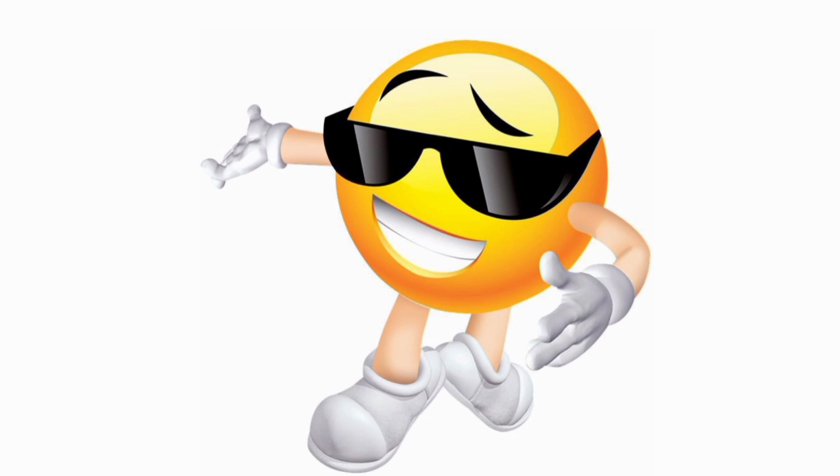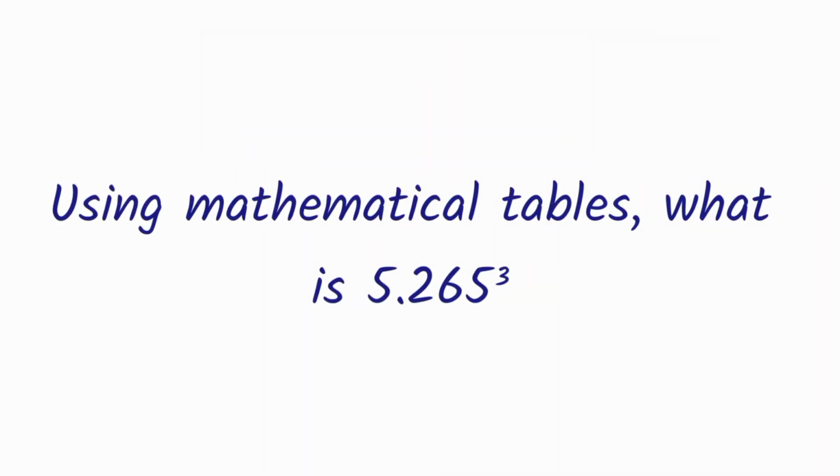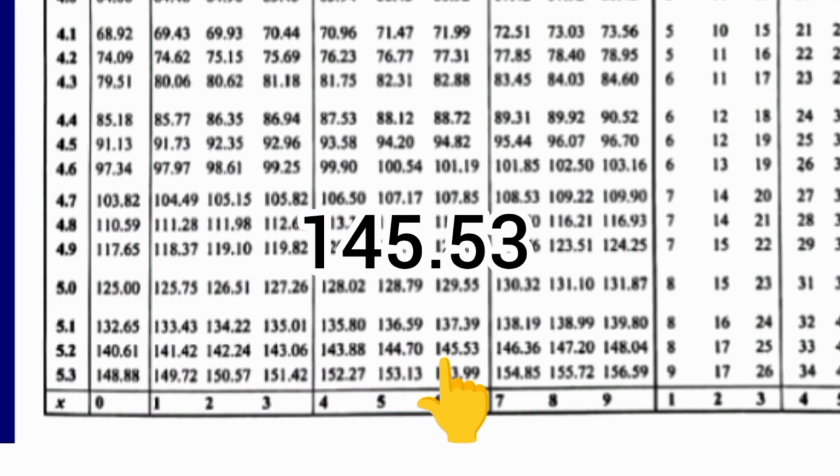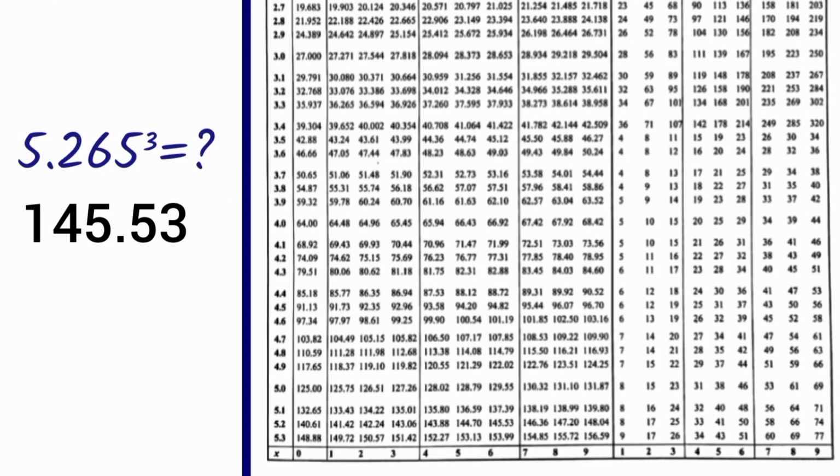Let us try another example that has even more digits after the decimal place. What is the cube of 5.265? The first thing is to identify where 5.2 is. Then slide along the columns until you get to the 6th one. The value here is 145.53. But we still have one more digit, that is 5, and this is where the final section becomes useful.